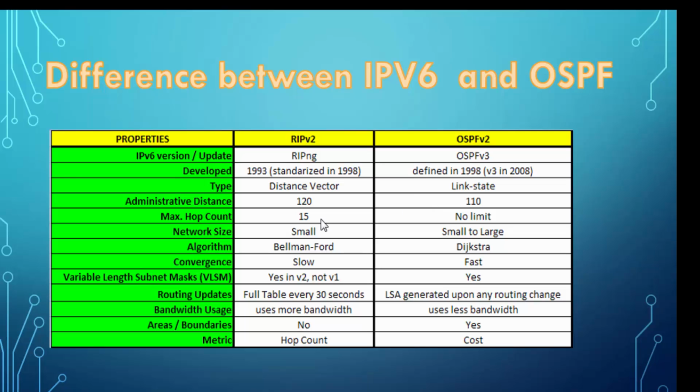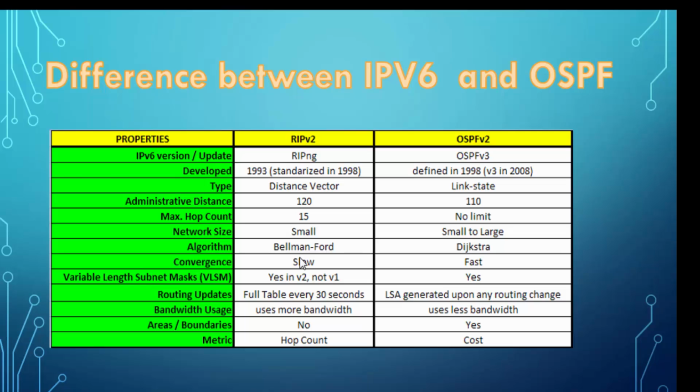Maximum hop count is 15. Remember that we just mentioned that after 16 is infinite, and the other one has no limit. Network size: RIP was designed for a small network, and OSPF by design could be small or large, so it doesn't have any issue with that. Two different kinds of algorithm to calculate everything. The convergence time is slow. That's a drawback that RIP has, and OSPF is kind of fast.